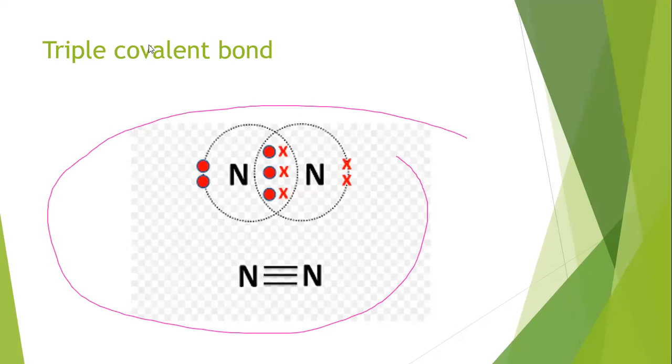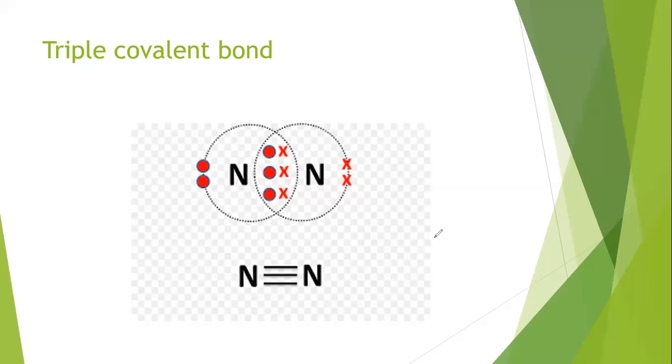Next, we have an example of triple covalent bond. Triple covalent bond is formed by the sharing of 3 bond pairs between 2 bonded atoms, and triple covalent bond is represented as 3 lines, triple lines. Nitrogen has 5 electrons in its outermost shell and needs 3 electrons. Both the nitrogens need 3 electrons. So that's why they share 3 electrons with the other nitrogen atom. So 3 electrons are shared at a time between 2 bonded atoms. That's why they are making a triple covalent bond.